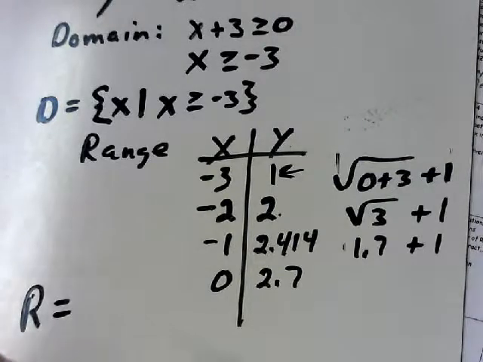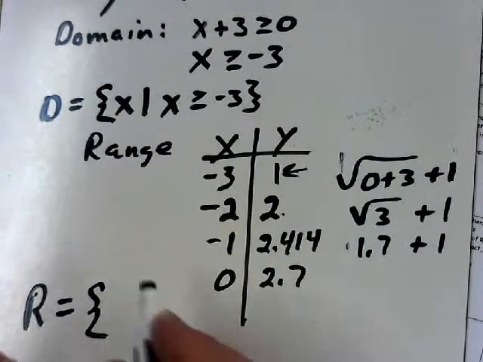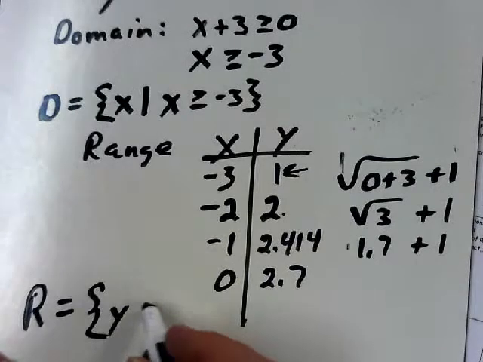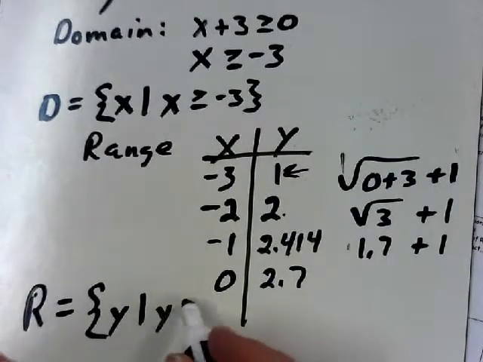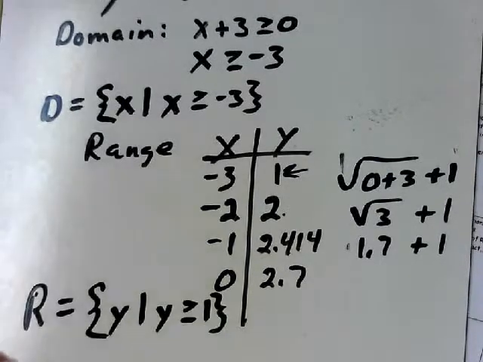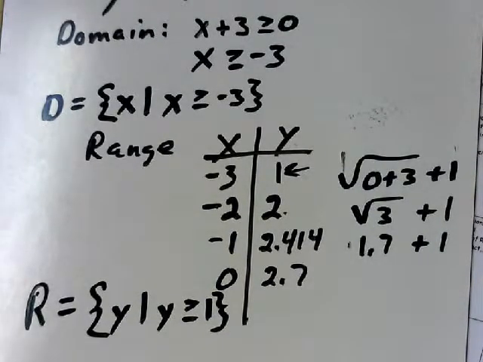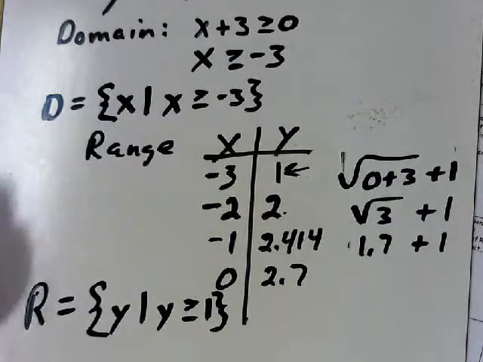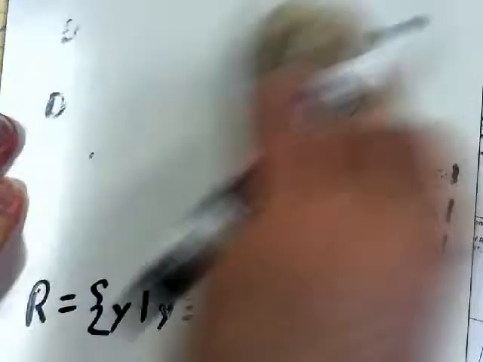Okay, I got you. So the range would be y, where y is going to be greater than or equal to 1. Good job. Does that make sense? Yes, sir. The text isn't that bad.